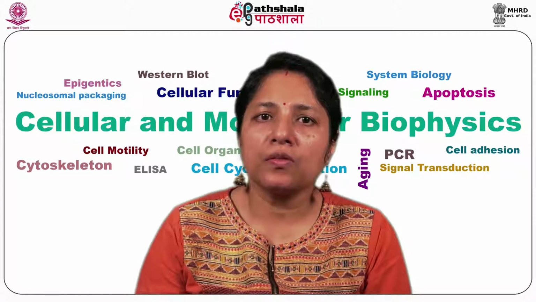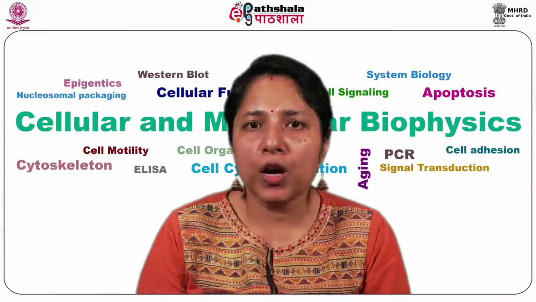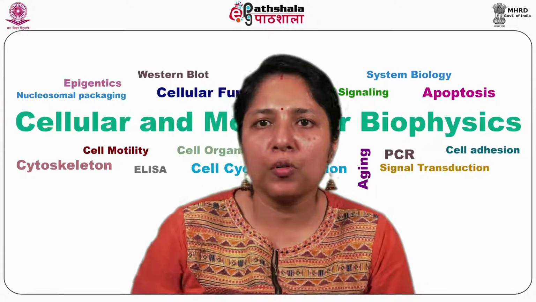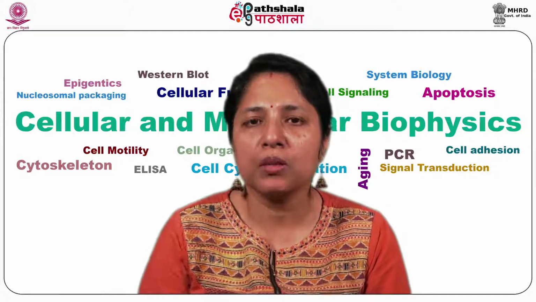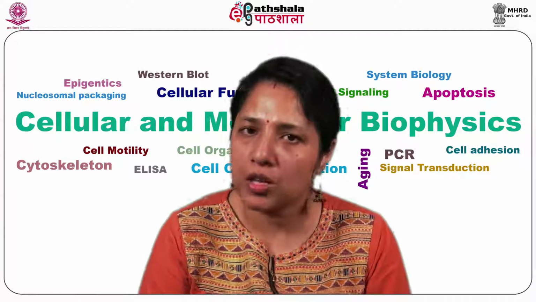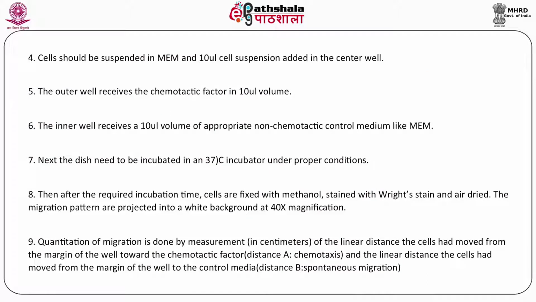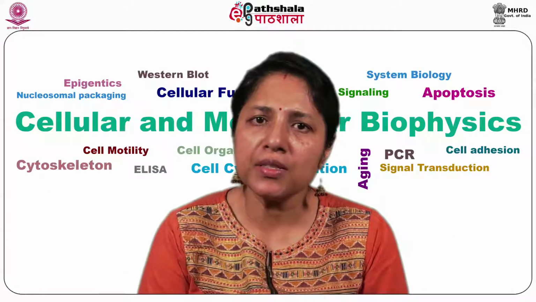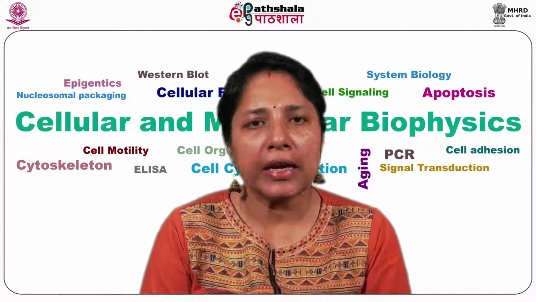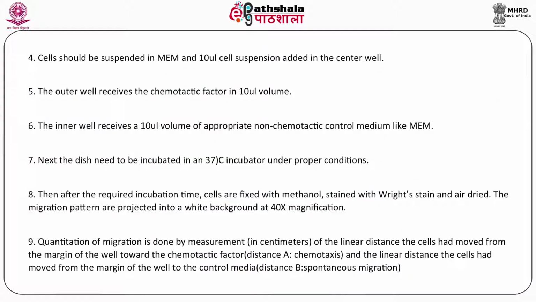Now 6 series of 3 wells of 2.4 mm in diameter and spaced 2.4 mm apart are cut in each plate using a plexiglass template and stainless steel punch. Cells should be suspended in MEM and 10 microliters of cell suspension added in the center well. The outer well receives the chemoattractive factor in 10 microliter volume. The inner well receives 10 microliters of appropriate non-chemotactic control medium like MEM or one containing the vehicle.